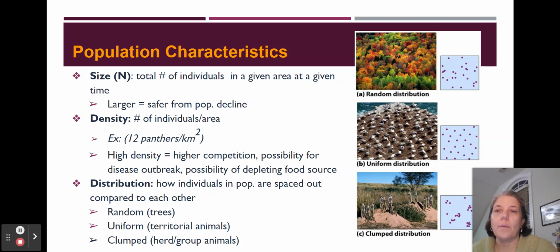We can also look at population distribution. So, how are our individuals in our population spaced out compared to each other? They could be random, like our picture of trees up here at the top. Looks like a random distribution. They could be uniform. Sometimes territorial animals behave this way because they have their own territory and they've spaced themselves out in a uniform way. Or they could be clumped here at the bottom, like in a herd or group of animals with little clumps in different places. So sometimes it's interesting for scientists to look at the distribution of a population.